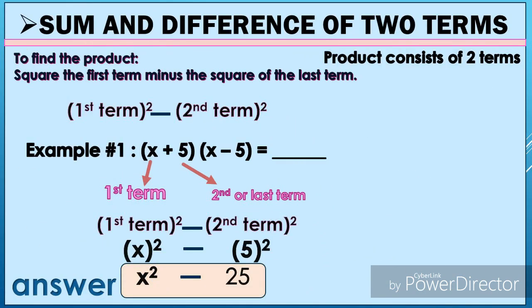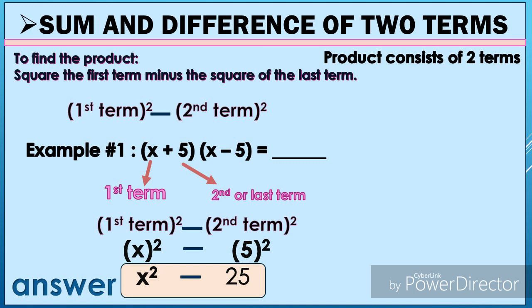Okay, paano nangyari yon? How to find the product of sum and difference of two terms? Okay, to find the product, we square the first term minus the square of the last term. Okay, we have, again, the pattern. We're going to use this pattern. First term is square minus second term is square, or we square the first term minus the square of the second term. Okay, let's have this example.